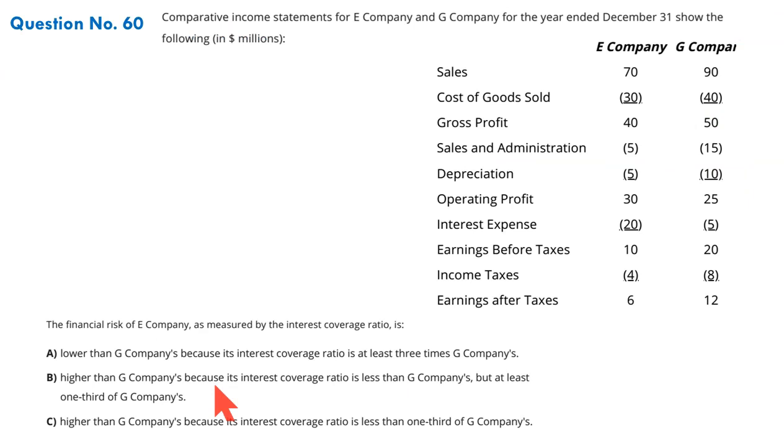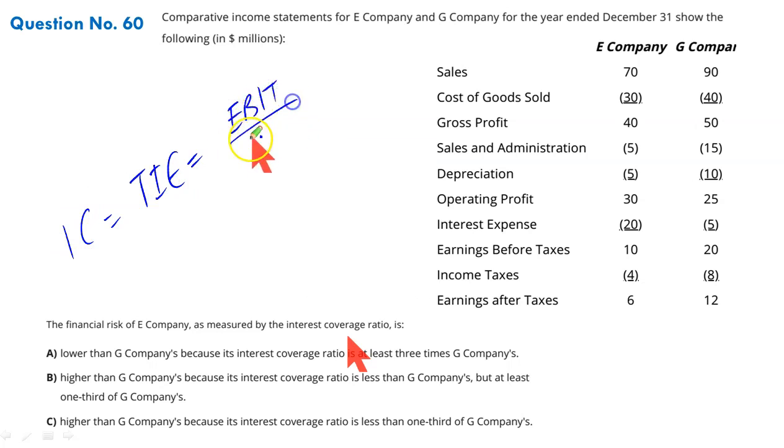Again, a longer question, and let's see if just the requirement helps us find the answer. We have two companies, company E and company G. The financial risk of company E is measured by the interest coverage. Let us calculate the interest coverage. Interest coverage, also called times interest earned, is equal to earnings before interest and tax divided by the interest expense. Let us calculate them both for E and G.